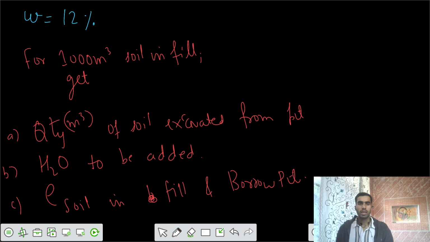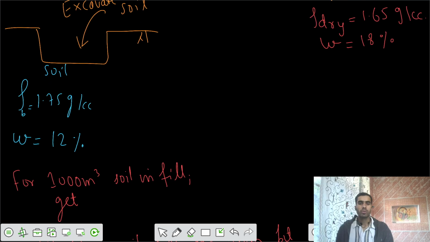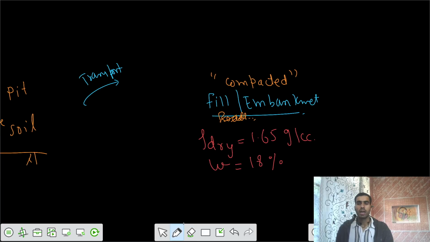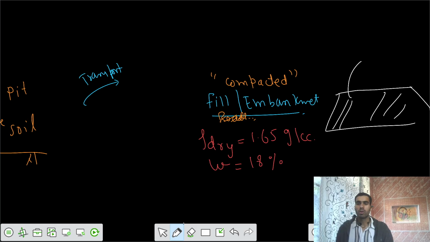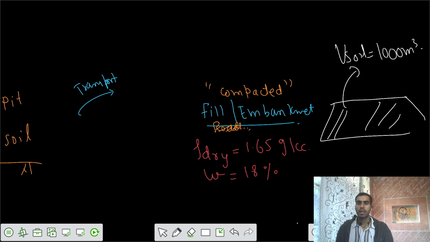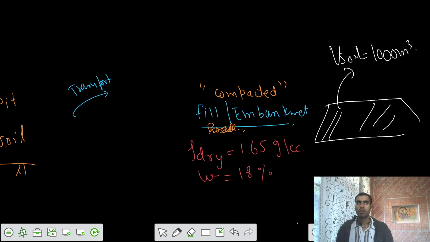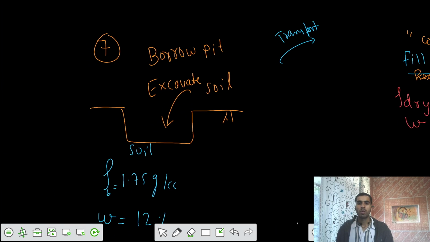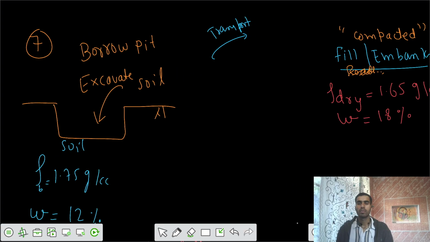So first part, I want 1000 meter cube of soil in the fill. So this fill needs that I design something such that I need a total volume of soil equal to 1000 meter cube at the fill. So for having this soil amount of 1000 meter cube, how much soil do I have to excavate from this borrow pit? How can you calculate that?